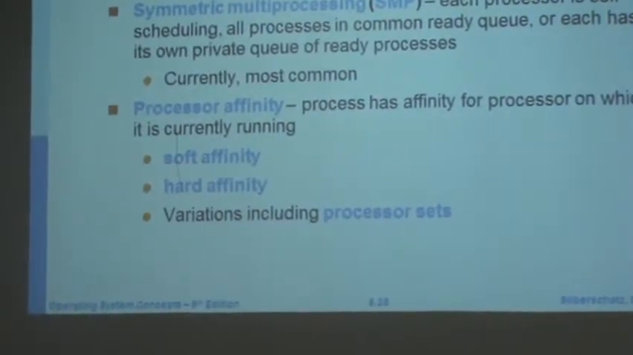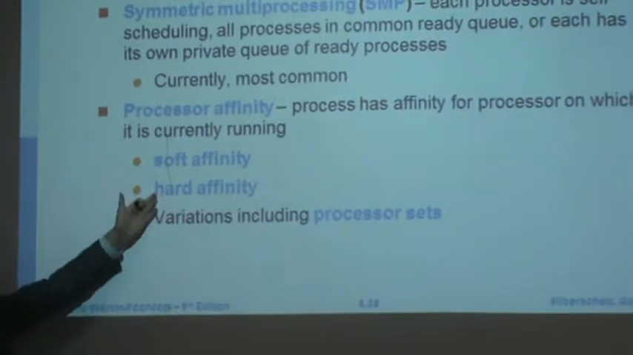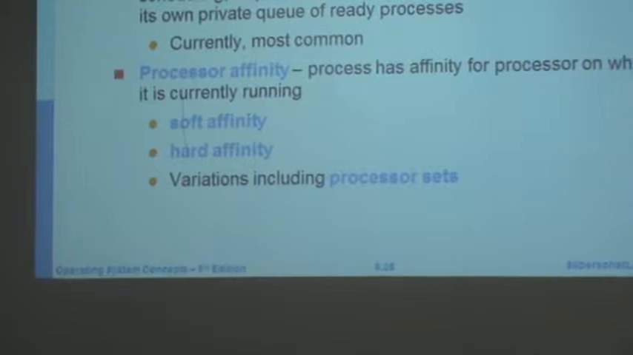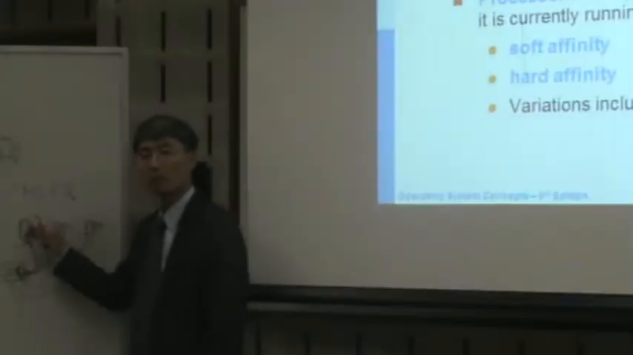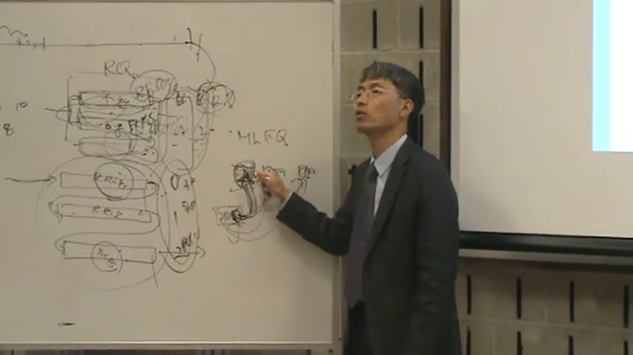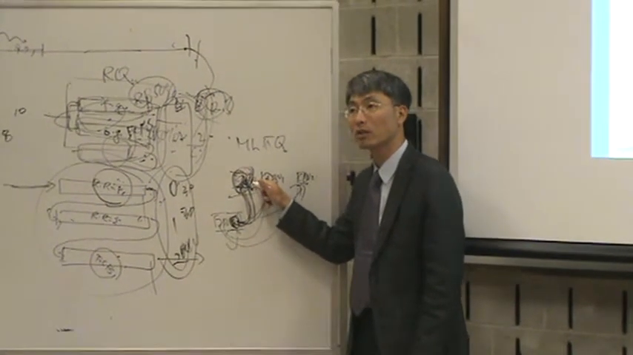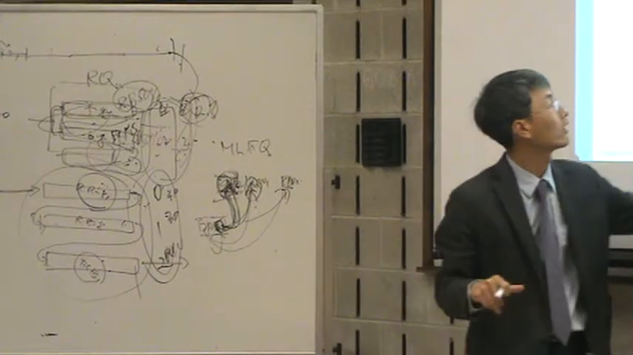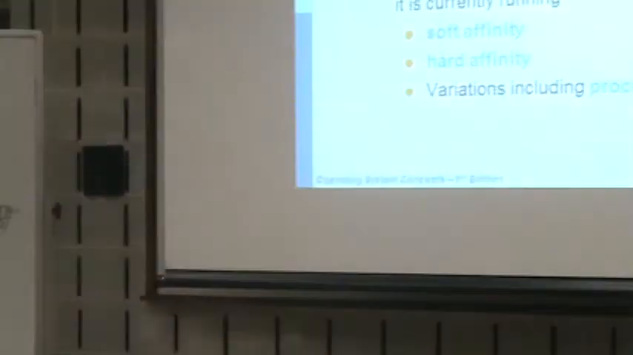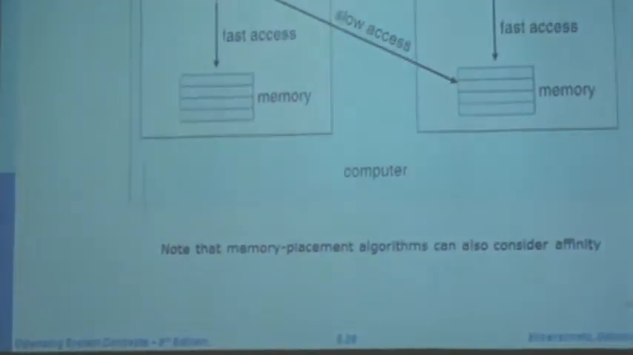On the other hand, hard affinity means this process should always use the same CPU. What if this CPU is being used by another process? You need to wait. That is hard affinity. You need to consider such processor affinity for speed.